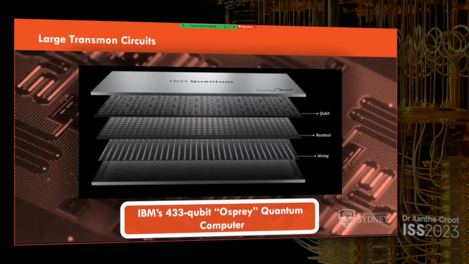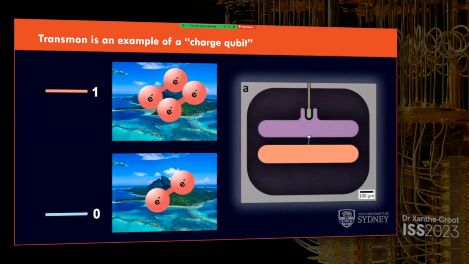This is an image from IBM. I think today it is one of the biggest quantum computers that's been made. It's got 433 transmons on it. They called it Osprey. And it's got all these different layers, but the qubit layer is this second to top one here. And you can see that there are hundreds of these transmon qubits on the island. Okay, in the circuit, I should say.